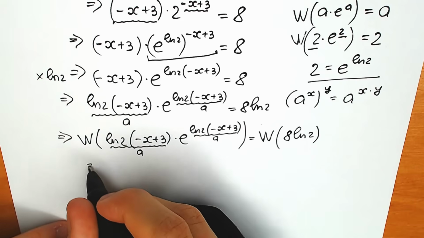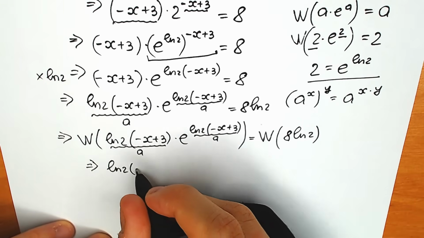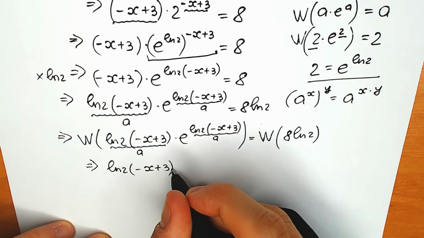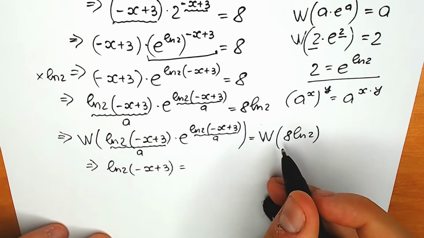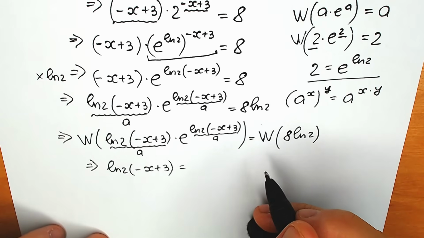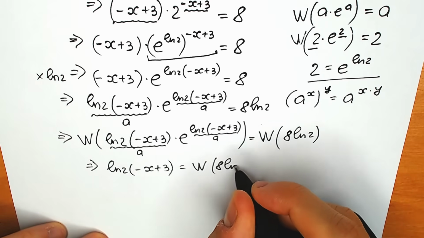So on the left side we can actually get rid of everything. We have only natural log 2 times minus x plus 3. Really great. On the right side, what do we have? We have Lambert W function of 8 natural log 2. Don't be scared about it. This is like a basic constant. So we have Lambert W function of 8 natural log 2.